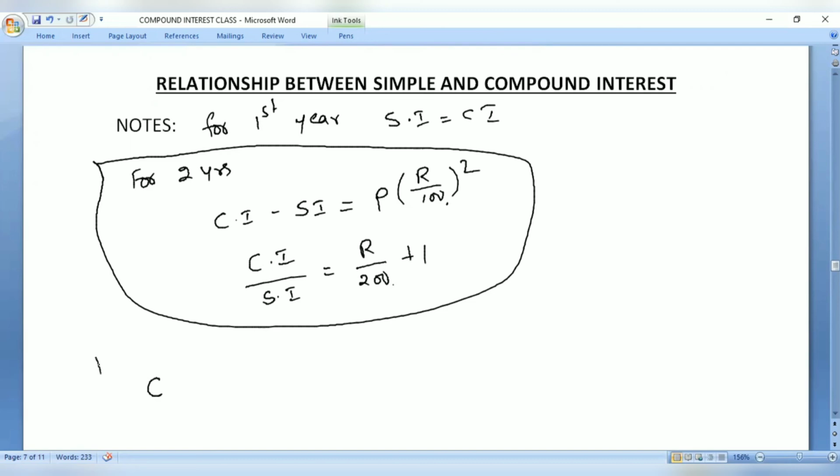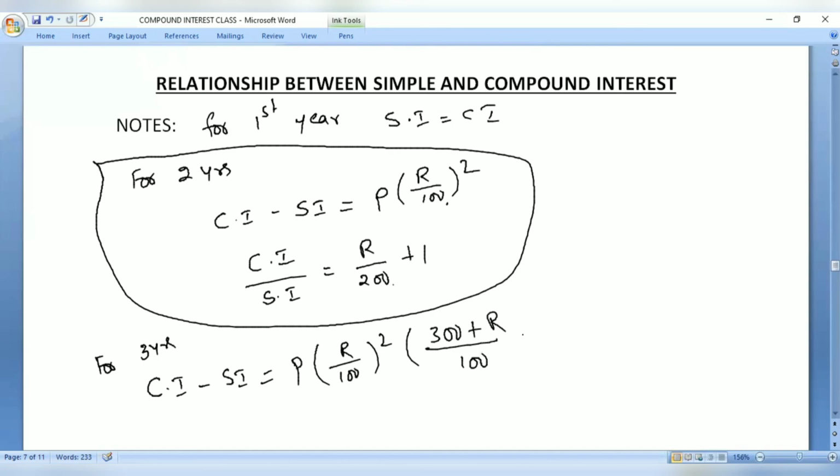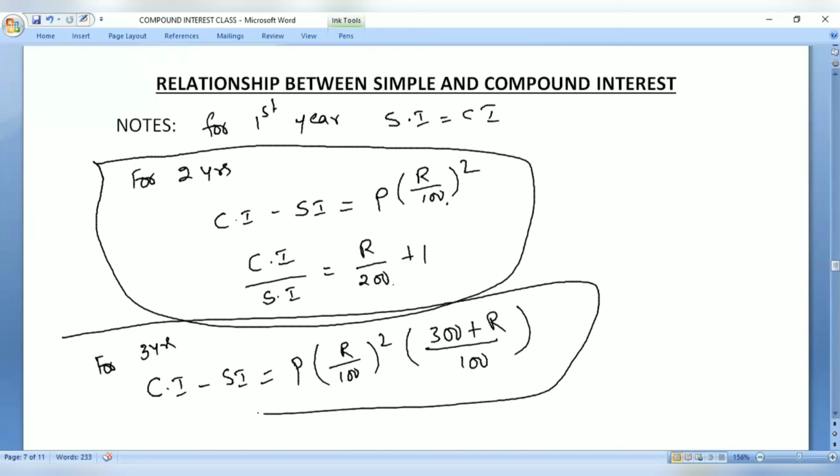For 3 years, let us write it. If they ask you the difference between compound interest and simple interest, the formula says P into (R by 100) whole square into (300 plus R) divided by 100. This is the formula for 3 years. For 3 years, we will be given only this difference between compound interest and simple interest. The formula is P into (R by 100) whole square into (300 plus R).